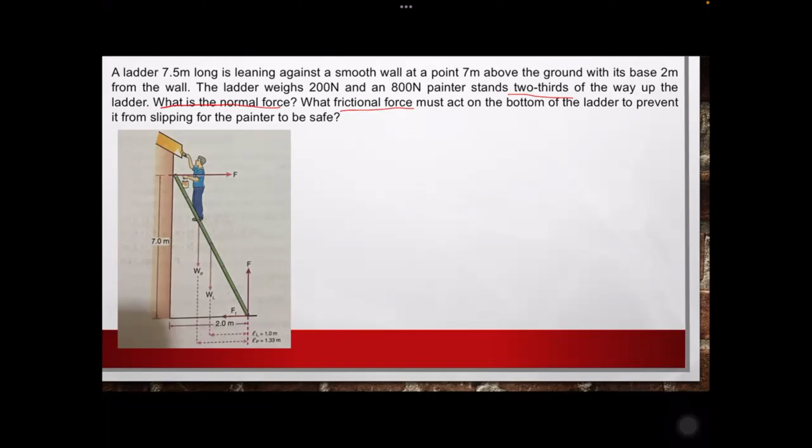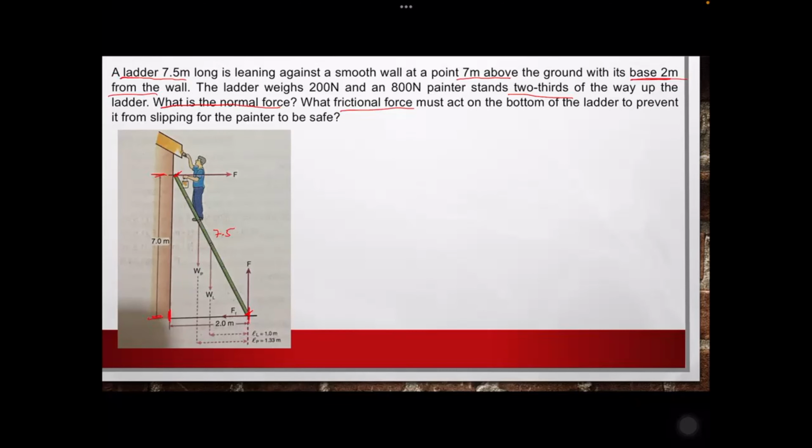So, again, let's analyze the given. So, meron tayo dito 7.5 meter. The ladder is 7.5. Yun yung simula dito hanggang dito, yun yung haba ng ladder, 7.5. Tapos, 7 meter above the ground, ito siya. Yung taas ng sinandalan ng ladder. Then, yung 2 meter from the wall, simula dito hanggang dito. That is a 2 meter.